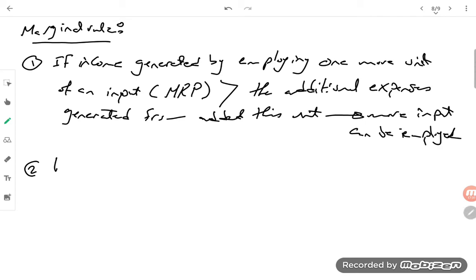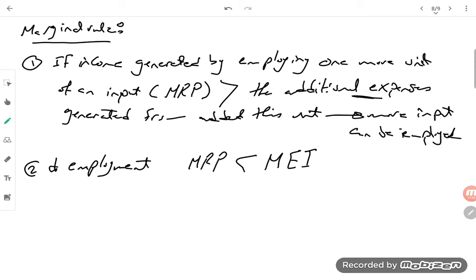You will reduce employment if marginal revenue product, or marginal income, the additional income generated by this input, is less than marginal expense, the additional expenses. And finally, there is no change in the employment level if marginal revenue product is equivalent to marginal expense.